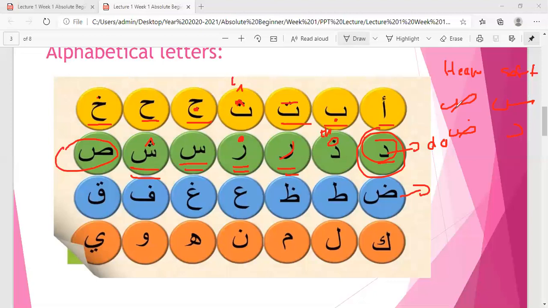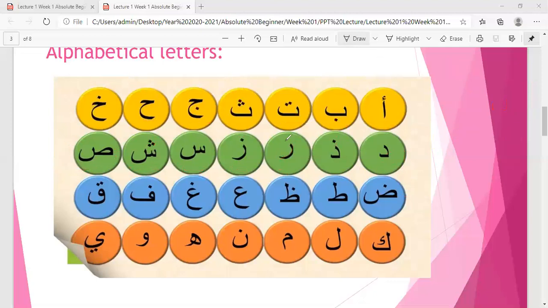So let's read again. Let me ask you about the letters by myself. What's this, Heidi? Ra. Okay. What's this, Heidi? Ba. Okay. What's this, Heidi? Ta. Wow. What's this, Heidi, that has a hat the same as ba? Tha. Wow. What's this? Za. Okay.